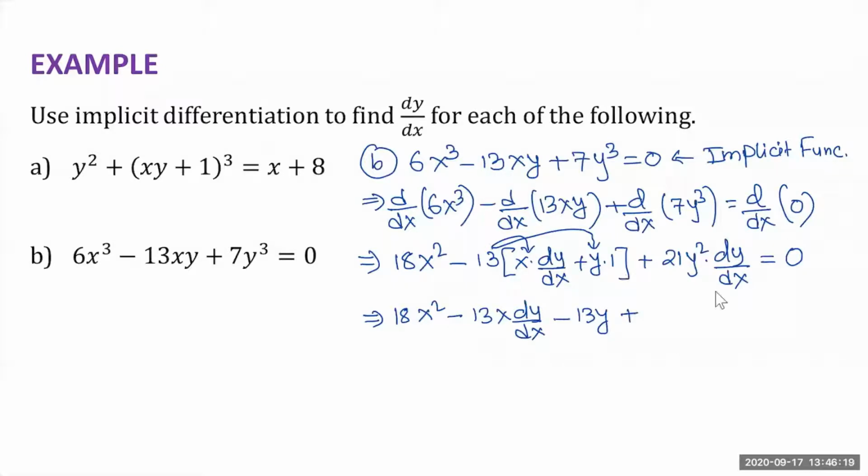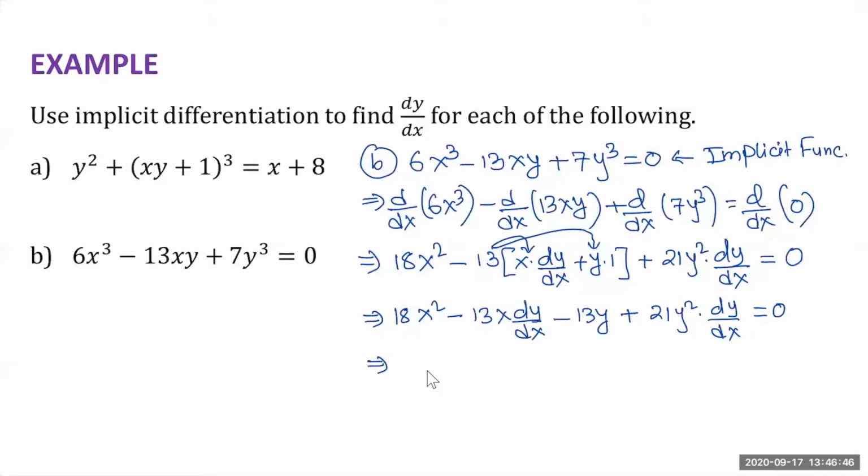Then plus, after that, I have 21y squared times dy over dx equal to 0. I am looking for dy over dx, so I'm going to keep these two terms, this one as dy over dx, this one as dy over dx. I'm going to keep these two on the left-hand side, and then I'm going to move the other terms to the right-hand side. So this is what I'm doing.